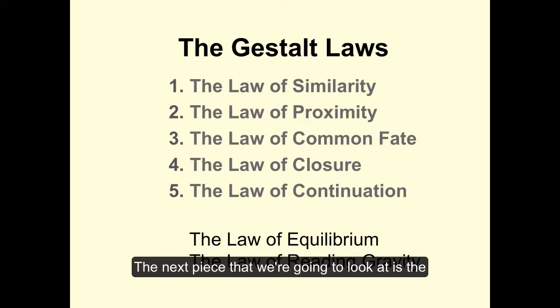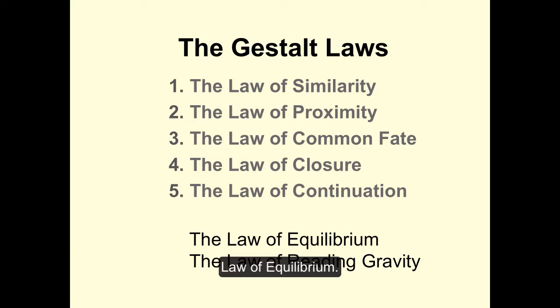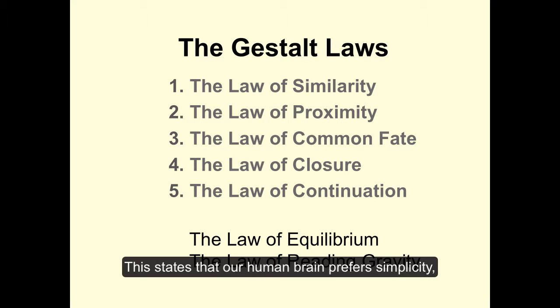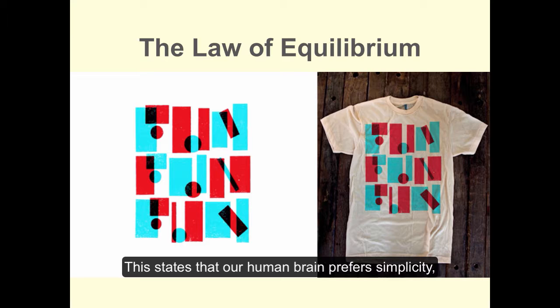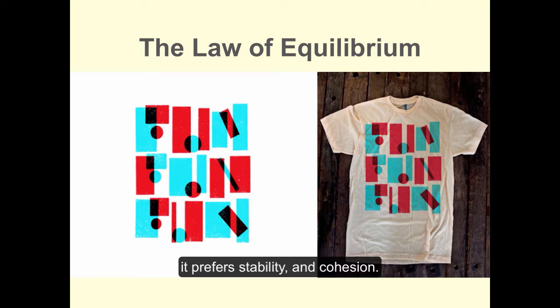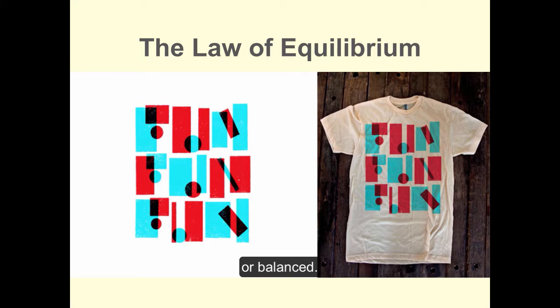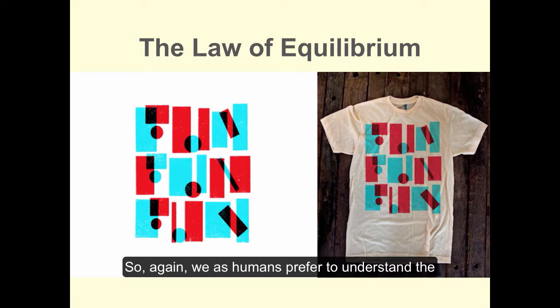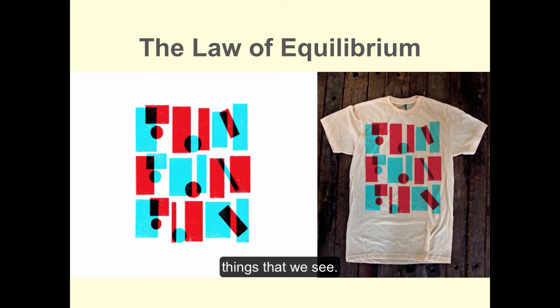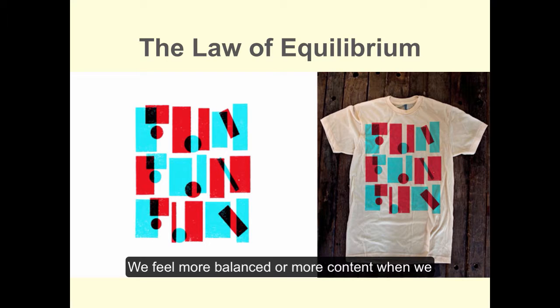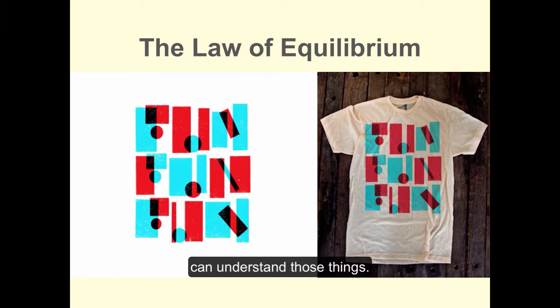Now, the next piece that we're going to look at is the law of equilibrium. This states that our human brain prefers simplicity. It prefers stability and cohesion. And so equilibrium, if you can define it, would mean at rest or balanced. Again, we as humans prefer to understand the things that we see, and we feel more balanced or more content when we can understand those things.